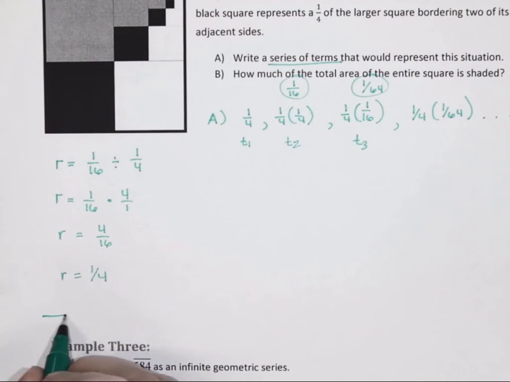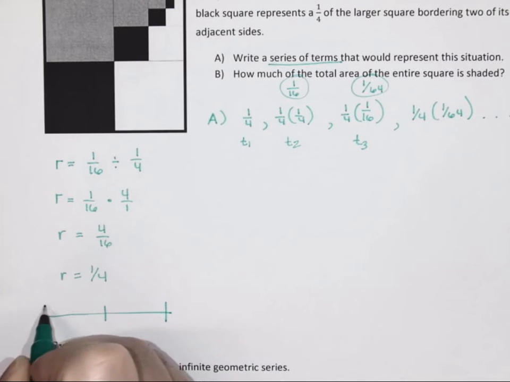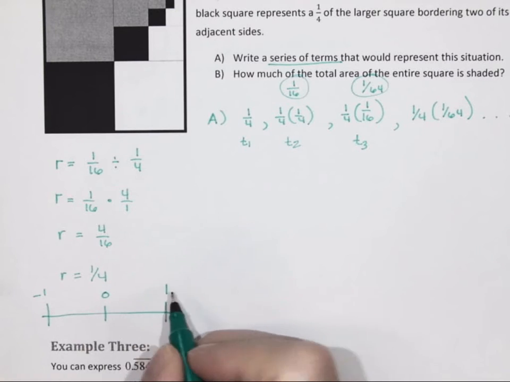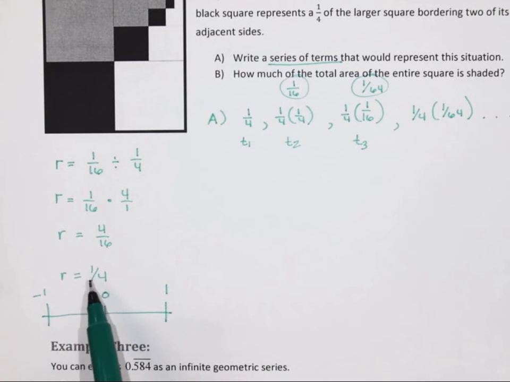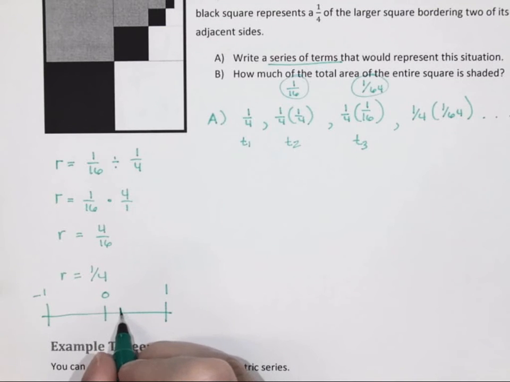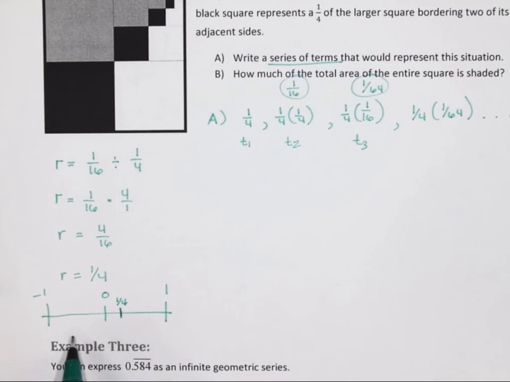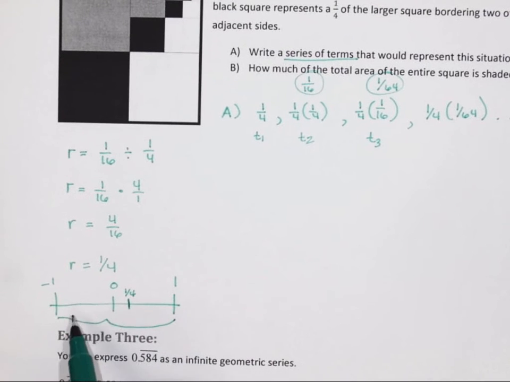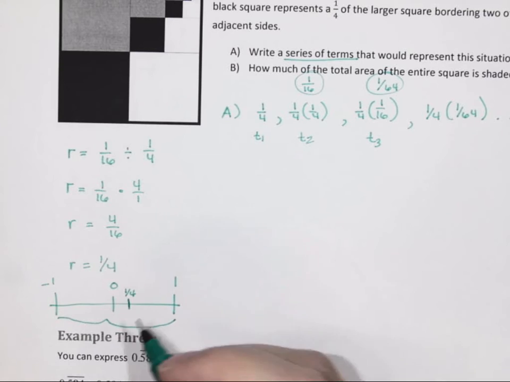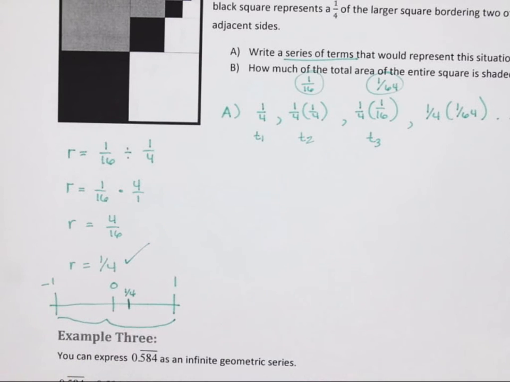And again, I'm looking at my number line here. So -1 to 0 to 1. So +1/4 is going to be somewhere around here. So that is within the convergent range. Anything in between these two numbers is convergent. This is a good number, so we can go ahead and calculate the infinite series.